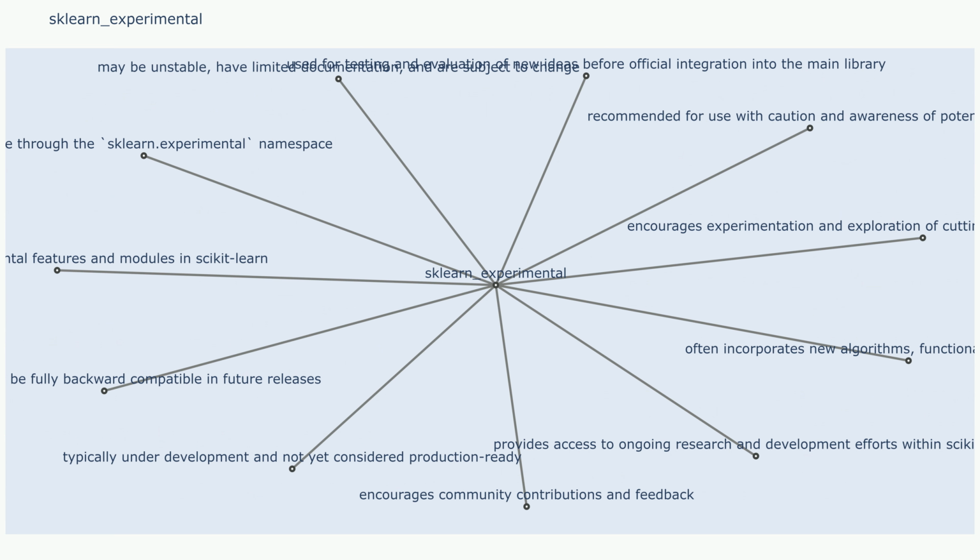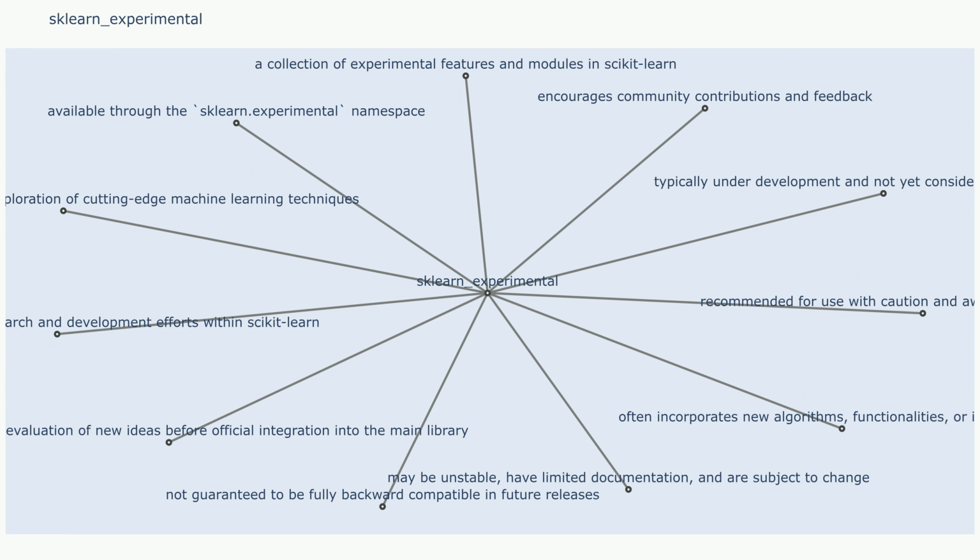Important note before using experimental features. It's strongly recommended to consult the official documentation and release notes for the specific version of scikit-learn you are using. This will help you understand the limitations, potential risks, and any known issues related to the experimental feature you intend to use. By using sklearn experimental, you can explore the cutting-edge developments in machine learning and contribute to shaping the future of scikit-learn. However, always proceed with caution.